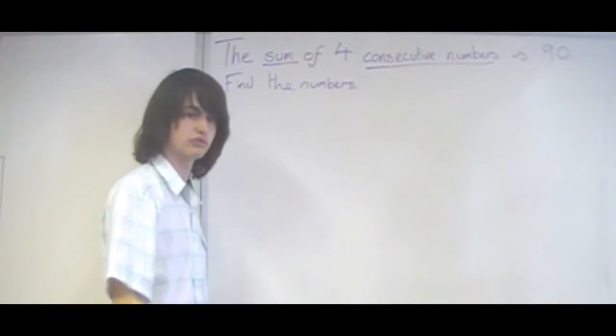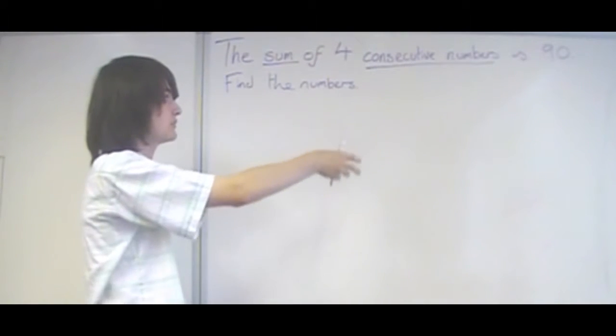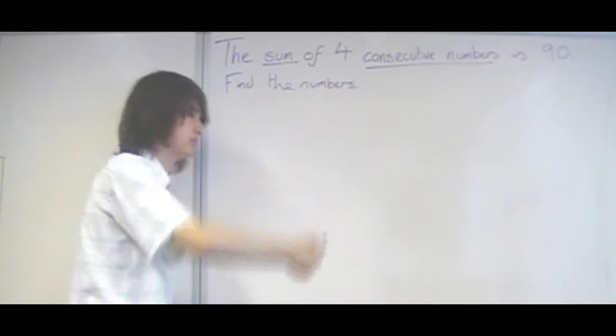So, for example, 2 and 3 or 5 and 6. And so when we add all of these consecutive numbers together, we get 90. So we have to find the numbers.